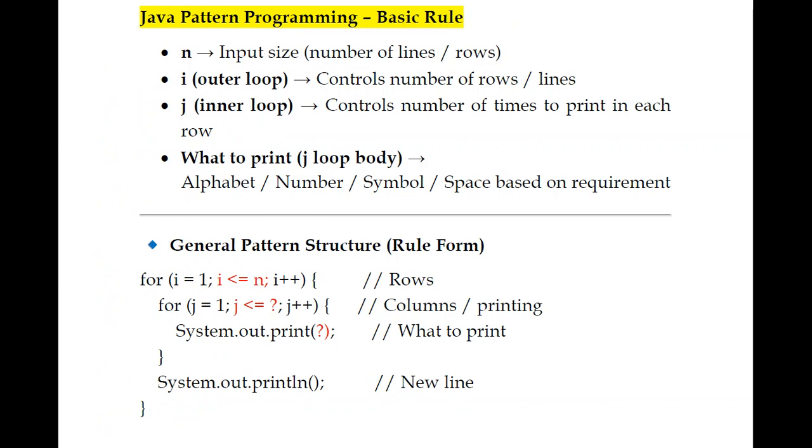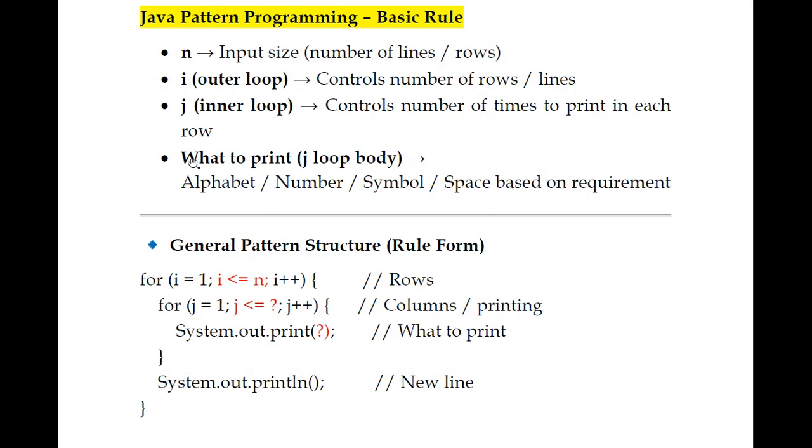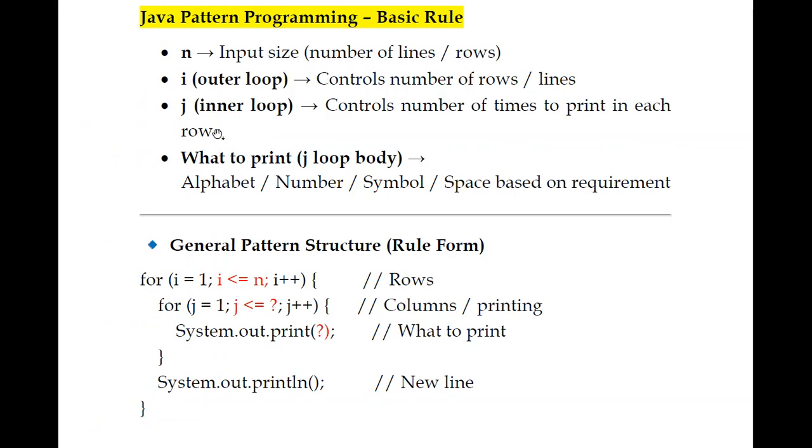So that depends upon the sample output. Here, what I'm printing is the asterisk symbol, that is star. Again, I'm recalling all the concepts. This is the important thing to solve this kind of pattern problems. Basic rule: n indicates input size, the number of lines or rows. That is provided by the user. That variable is called n.